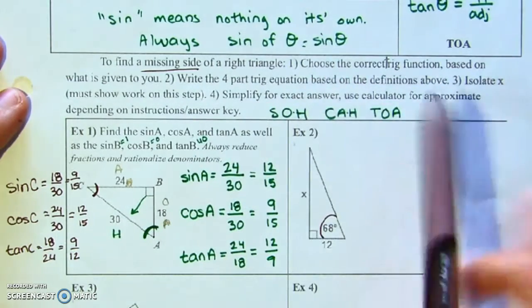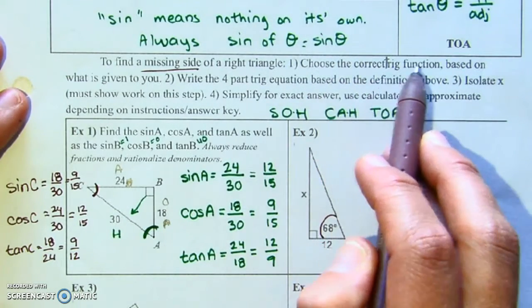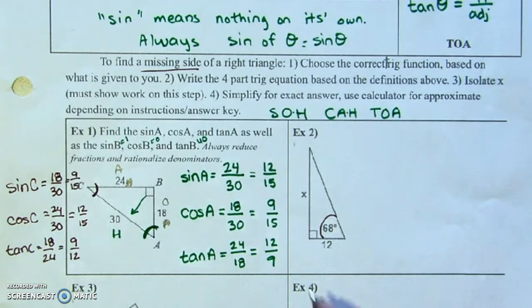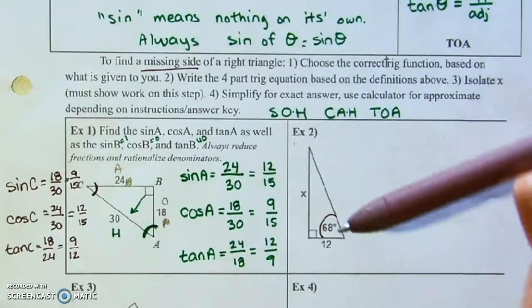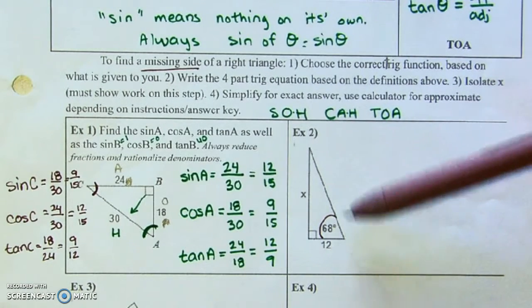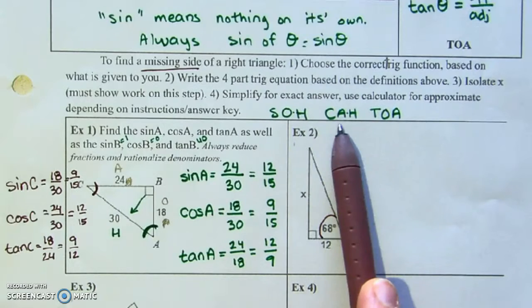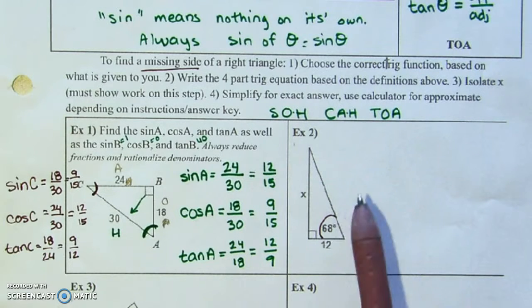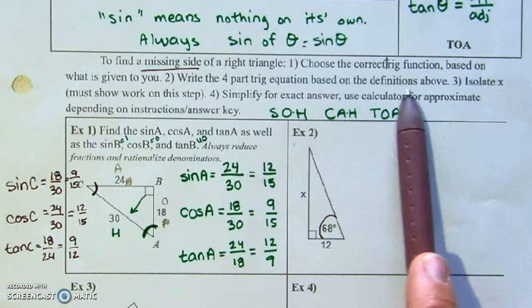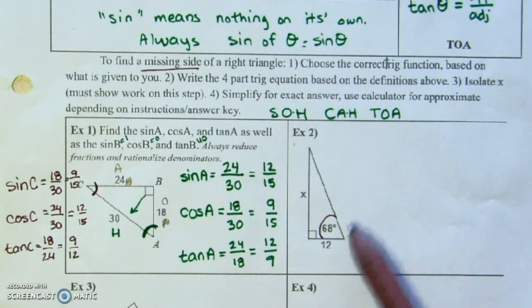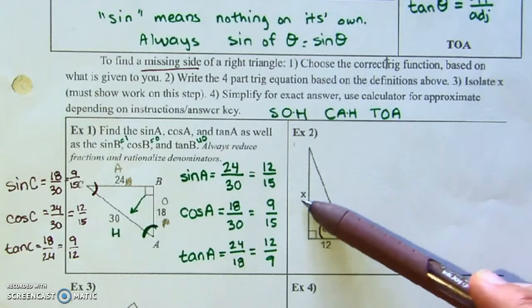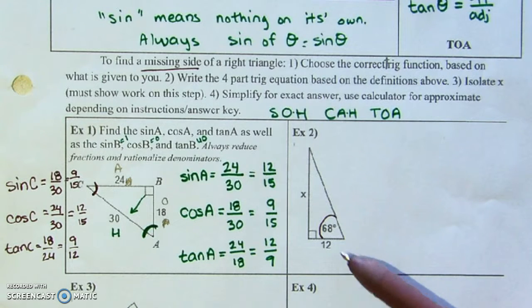This is the most important part: choose the correct trig function. You don't get to guess and say, I think I'll use sine for this one, or tangent. You have to use the correct one based on what's given to you in the picture. Do you notice that this side is missing? What side is that? That's the hypotenuse. So which of these trig functions doesn't use hypotenuse? Which one doesn't have the H? TOA. Tangent refers to the opposite side and the adjacent side.